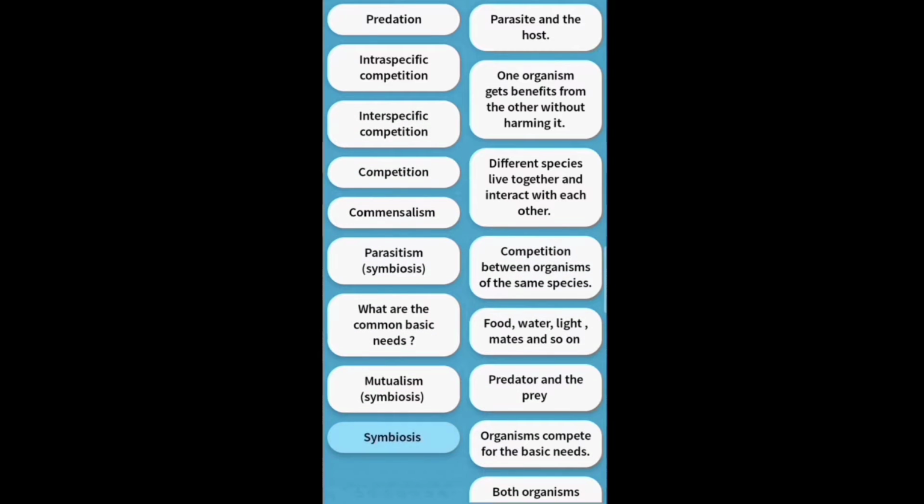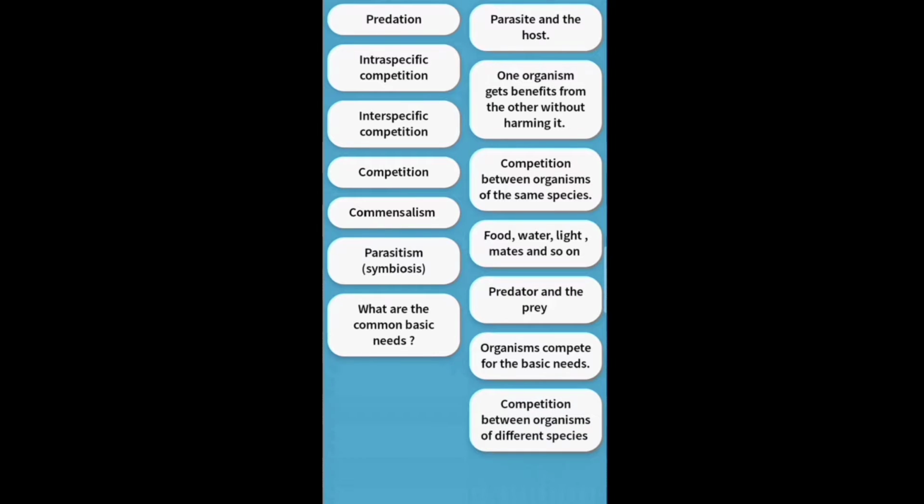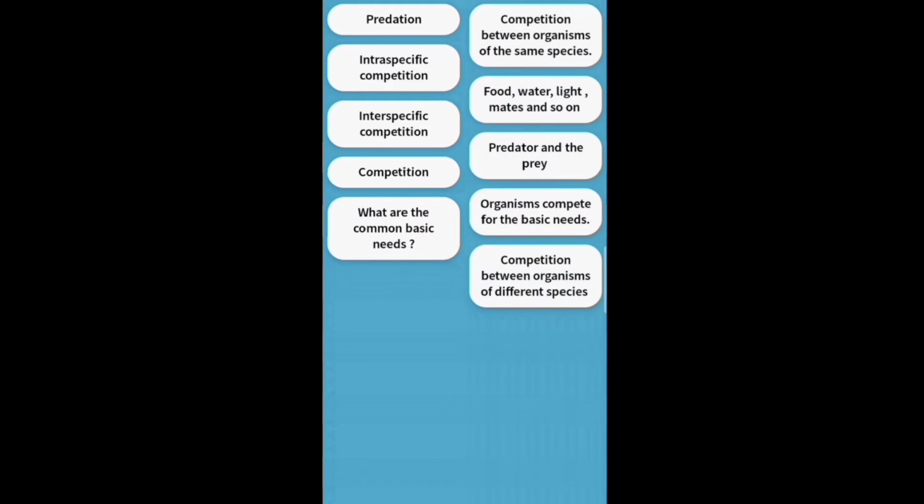And the next one, we can look at symbiosis, which means different species live together and interact with each other. There are 3 types of symbiosis, and the first one is mutualism, which means both organisms involved get benefit. Next, commensalism. Commensalism is when one organism gets benefits from the other without harming it. And the last type of symbiosis is parasitism, which involves a parasite and the host.